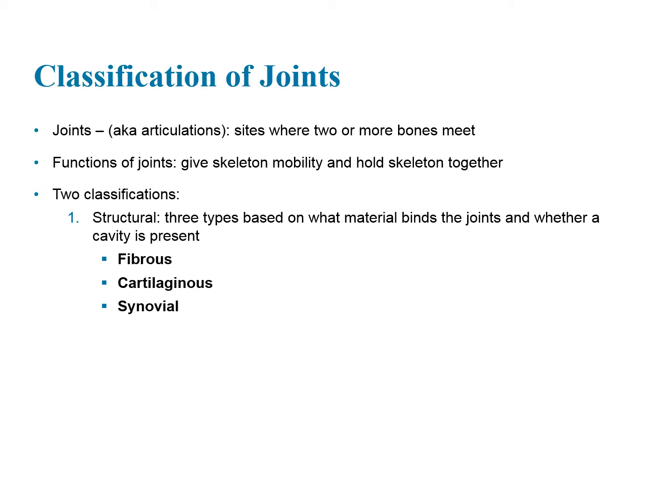We can classify our joints either according to their structure or function. Structurally, there are three types of joints based upon what materials bind them together and whether a cavity is present. The three structural classifications for joints are fibrous, cartilaginous, and synovial.